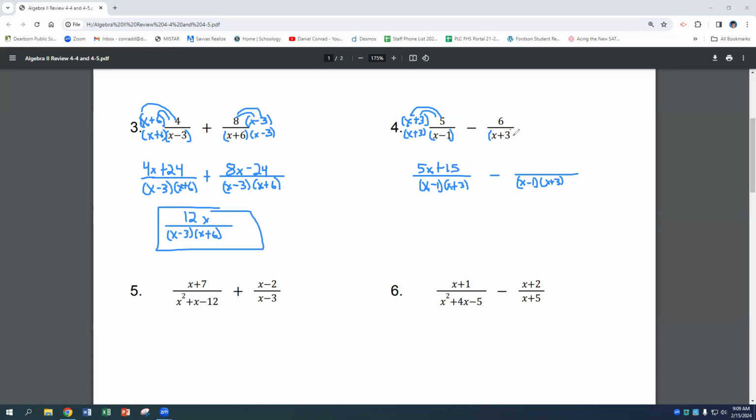Over here, we have x plus 3. We're missing the x minus 1. If I multiply the bottom by x minus 1 to get the denominator I want, I have to multiply the top as well. So I get 6x minus 6.